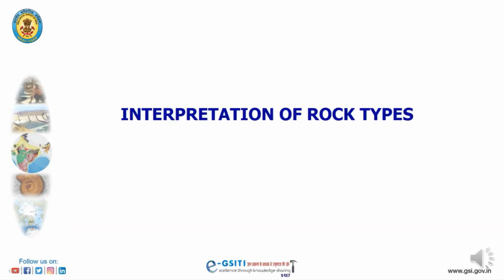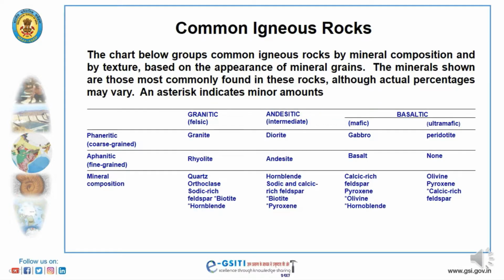Coming to interpretation of rock types. Remote sensing tools are widely used to interpret various rock types. Here we are going to interpret a few of those rock types. In this chart we can see common igneous rock types classified based on their mineral composition and texture, based on the appearance of mineral grains. All of you are aware of different types of igneous rocks. Let's see how we can interpret igneous rocks through remote sensing.